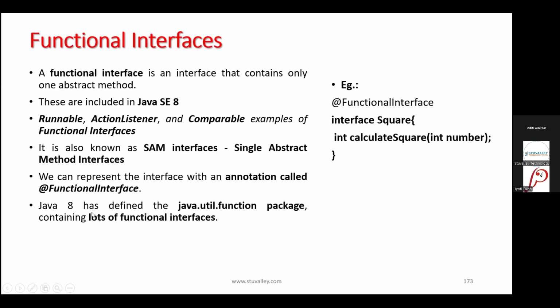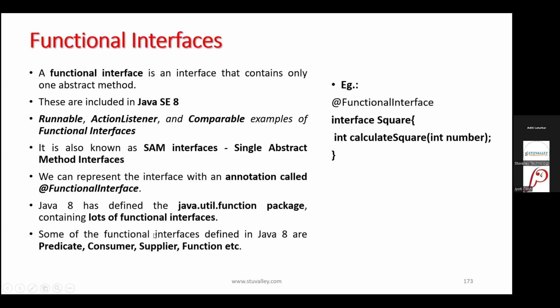This is an example. Java 8 has defined the java.util.function package containing lots of functional interfaces. Some of the functional interfaces defined in Java 8 are Predicate, Consumer, Supplier, Function, etc. We are going to see the Predicate and Consumer interfaces in detail. First, we will create one functional interface.